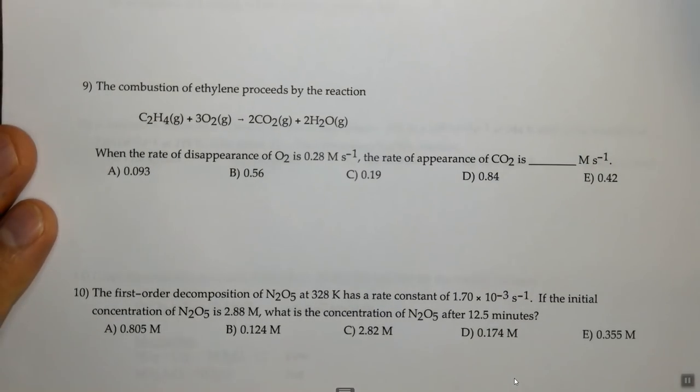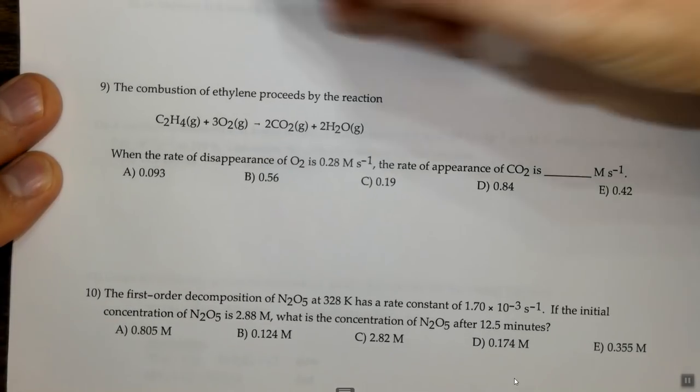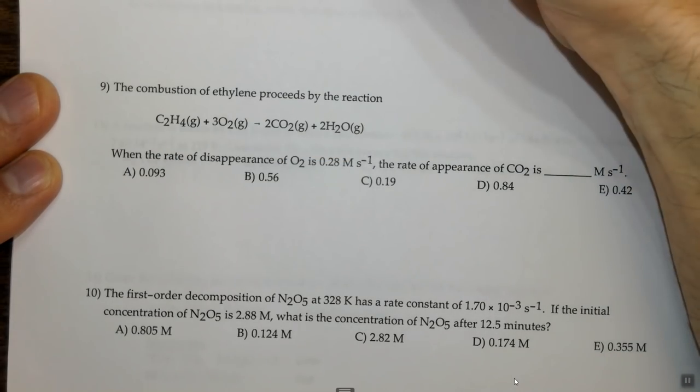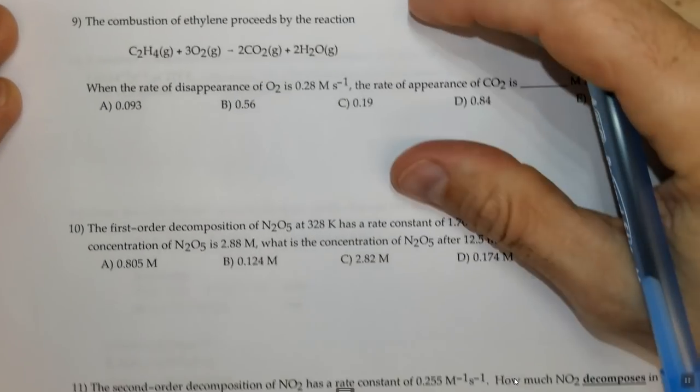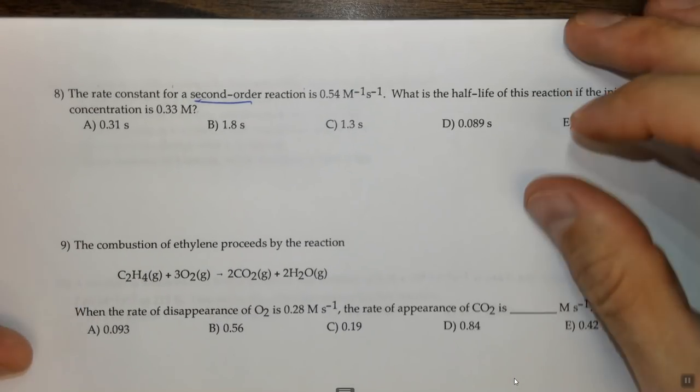Question number 9 says, the rate constant for a second order reaction is 0.54 molar to the minus 1 second to the minus 1. What is the half-life of this reaction if the initial concentration is 0.33 molar? Well, this is given as a second order reaction. I want to go over the 3 half-lives because again I don't know if they're given to you, if you need to memorize them, but this is a second order reaction.